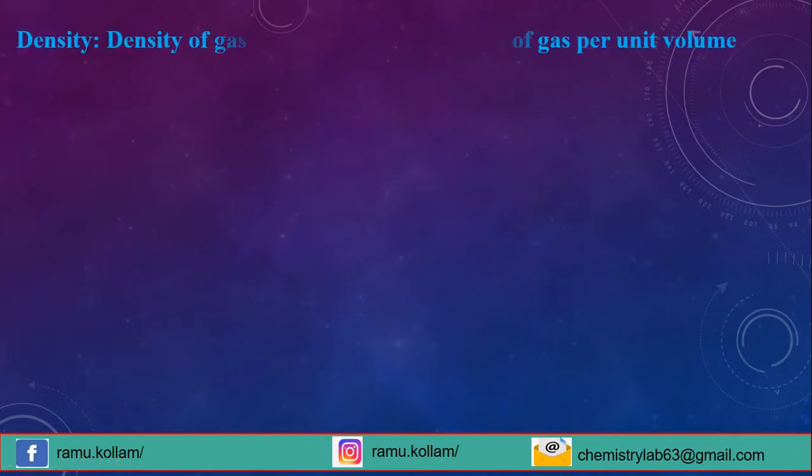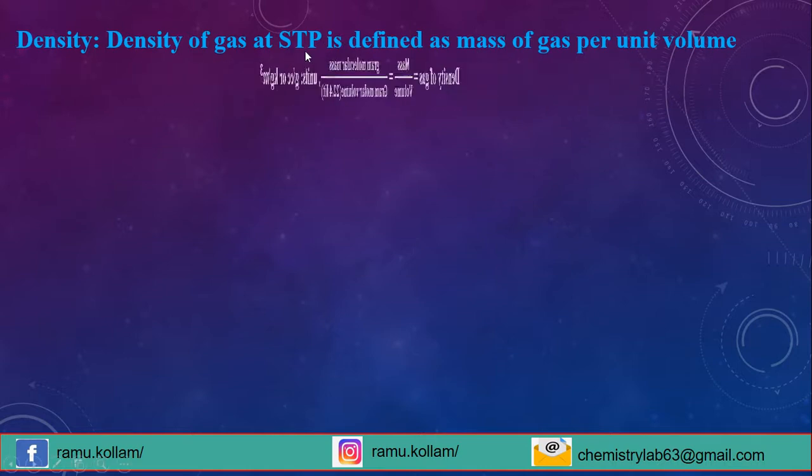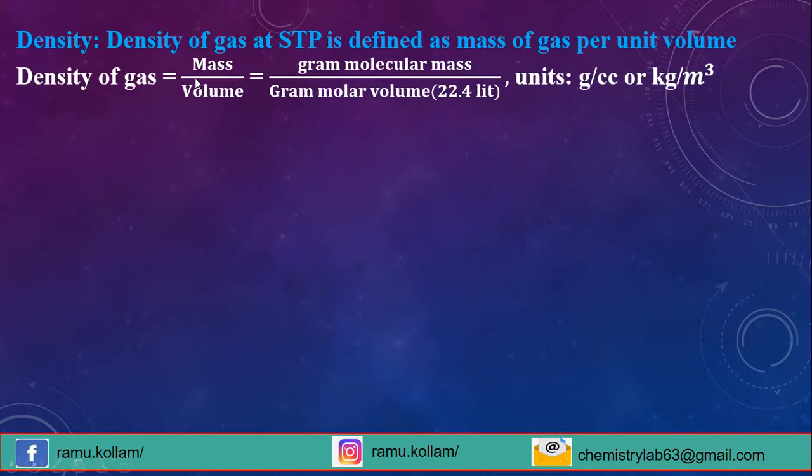So next one is density. Density of a gas at STP, standard temperature and pressure, is defined as mass of gas per unit volume. Here STP means standard temperature and pressure. So density is nothing but mass by volume. D is equal to m by V.